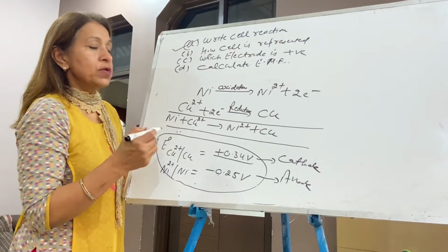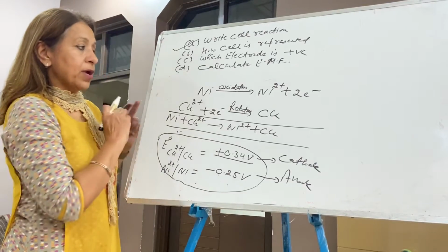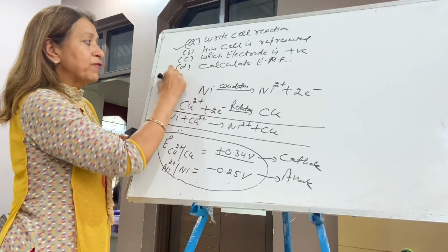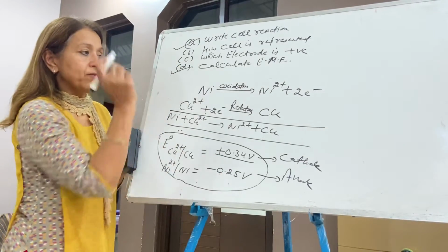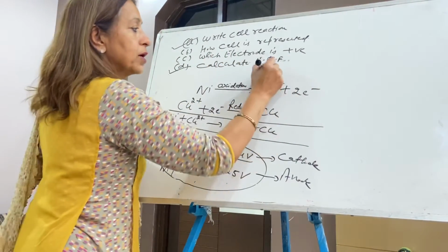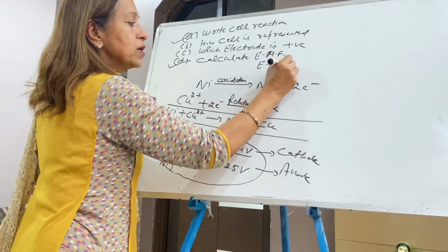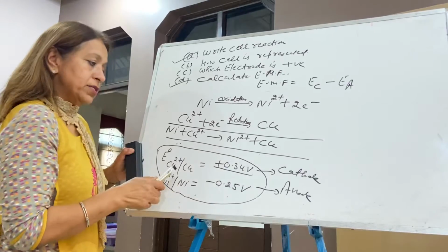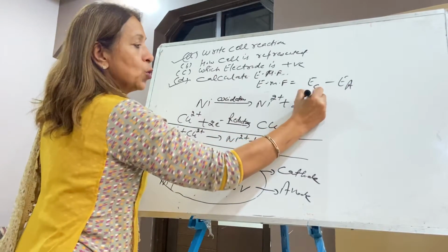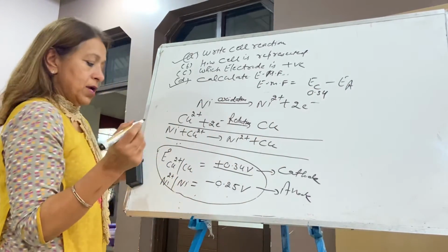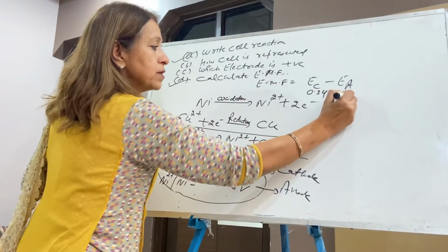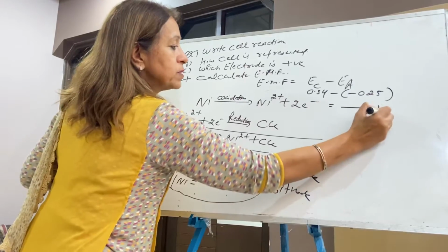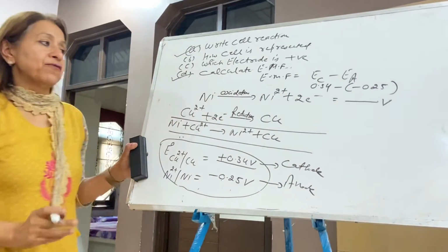B part, how the cell is represented. We can calculate the EMF even. Calculate EMF. Write down EMF is equal to E cathode minus E anode. Your cathode is copper, 0.34, and anode is nickel, minus minus 0.25. Whatever the answer comes, write in bold. This is your EMF.